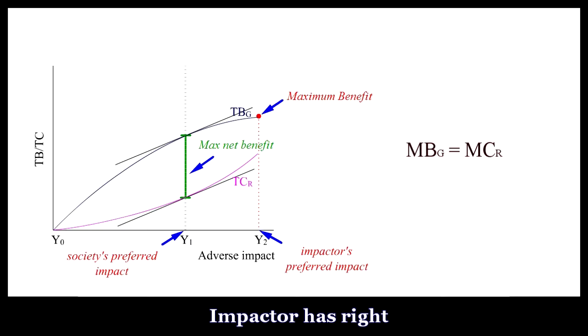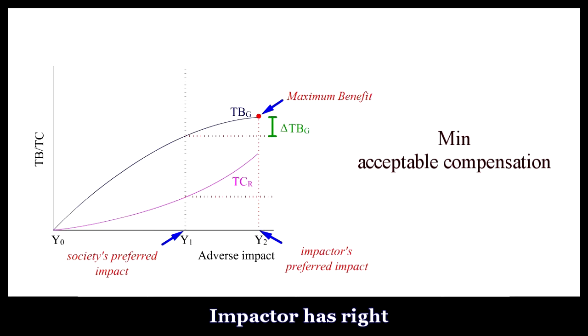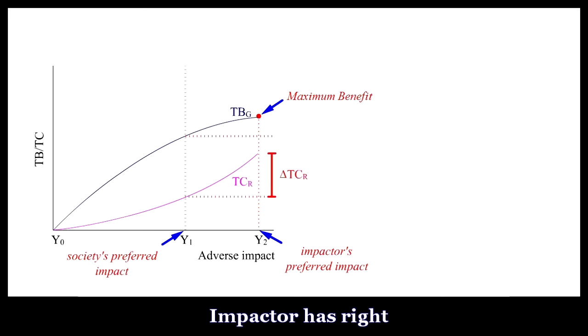Since the impactor has the right, the impactee must compensate the impactor for the lost benefit that could have been earned had he been able to produce at Y2, namely delta TBG. Delta TCR is the cost that would have been saved by the impactee if impact is at Y1 rather than at Y2. Since the additional cost to the impactee, namely delta TCR, is higher than the additional benefit to the impactor, namely delta TBG, for additional impact beyond Y1, the impactee has the means to bribe the impactor to produce the optimal amount of impact at Y1.